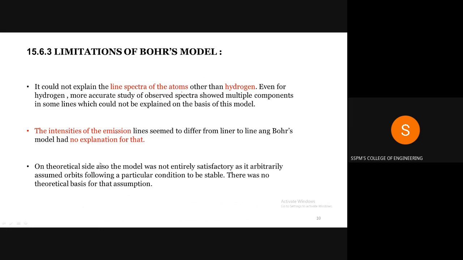On the theoretical side also, the model was not entirely satisfactory, as it arbitrarily assumed orbits following a particular condition to be stable. There was no theoretical basis for that assumption.